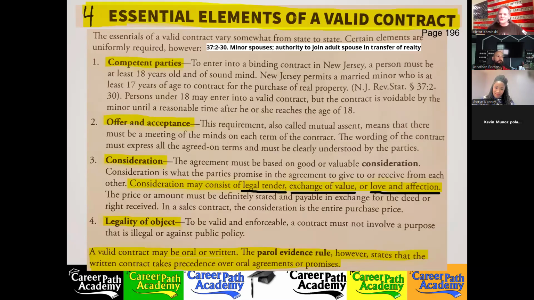But that just goes to show you, the cops like, what do you want me to do? Enforce your drug deal here? It's like, I'm not getting you your money back. Get out of here. What are you doing? So once again, you can see here, competent parties, offer and acceptance, consideration, and legality of the object or purpose of the contract.